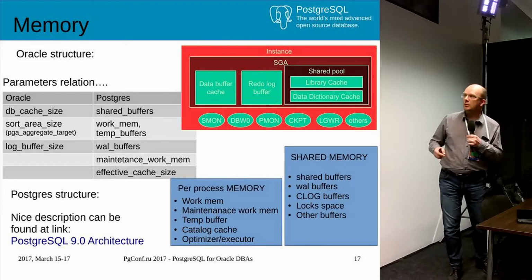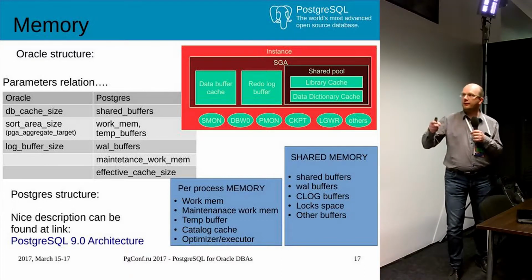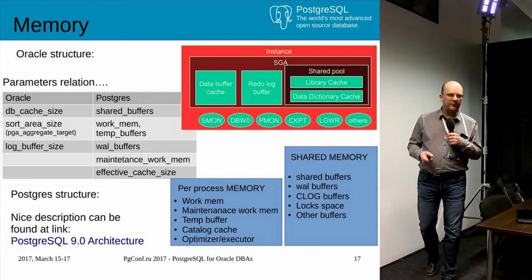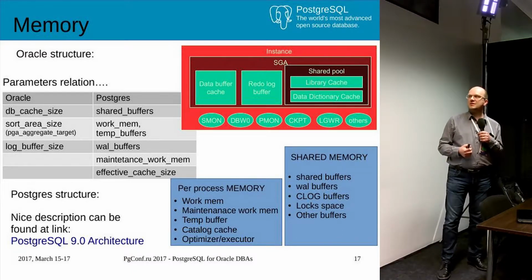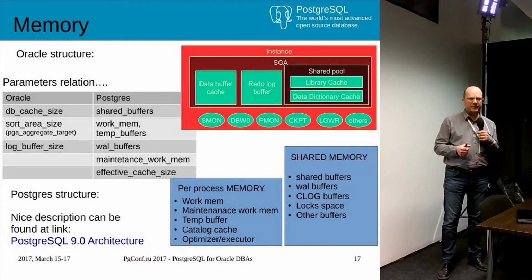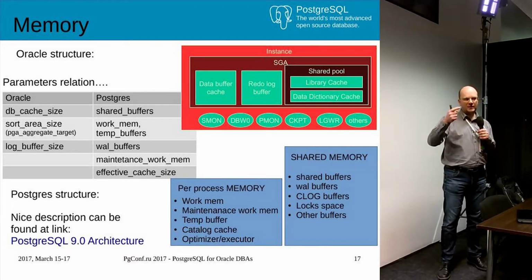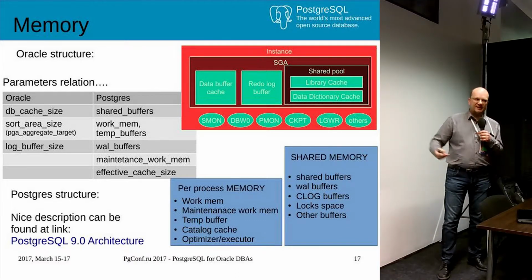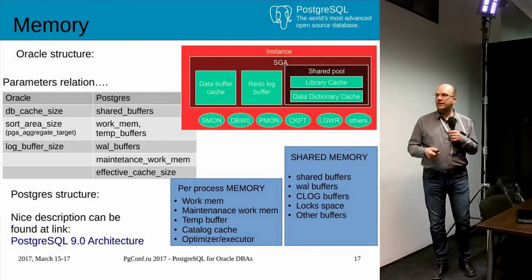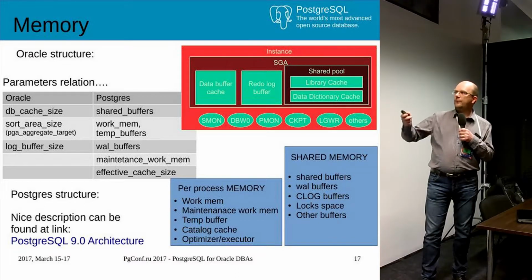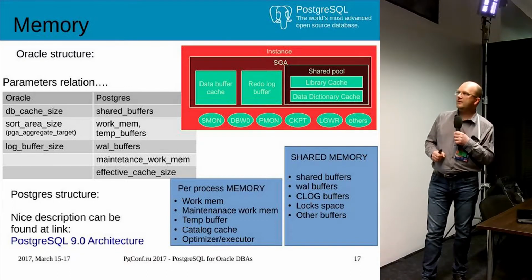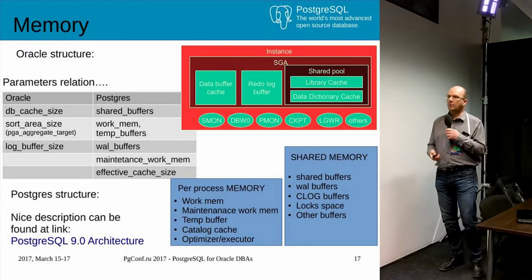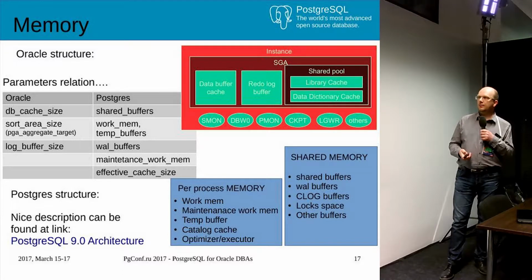Sort area size, or PGA aggregate target, is almost what might be called work_mem and temporary buffers, where work_mem is a memory which is available to each node of your query. So it is not once per query, but once per each node of the query if you look at it as a graph. So do not set it too high, but it allows the query to operate efficiently for sorting in the nodes of the query if it's necessary, and so on. And block buffer size in Oracle is almost what the wal_buffers parameter is in Postgres.